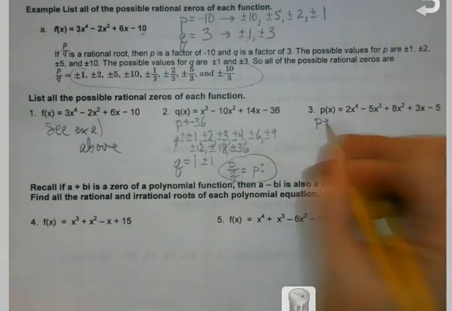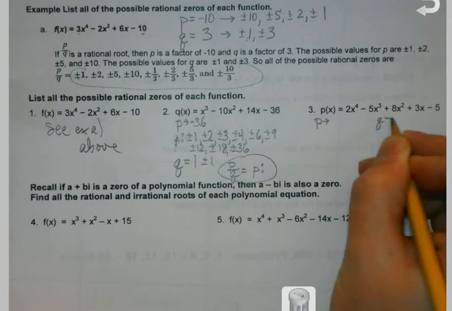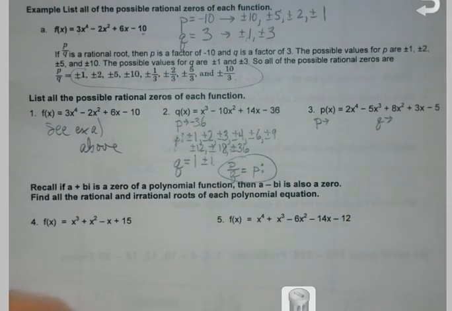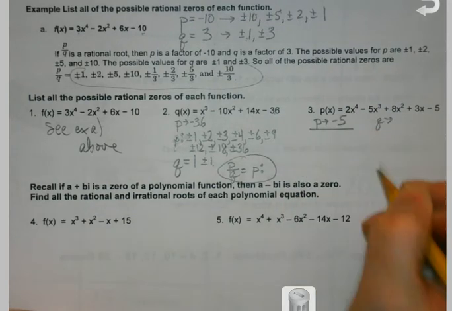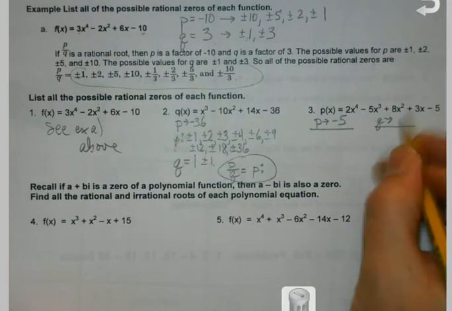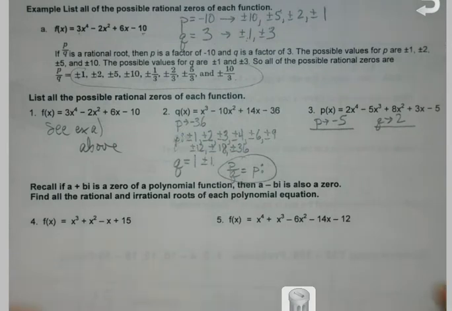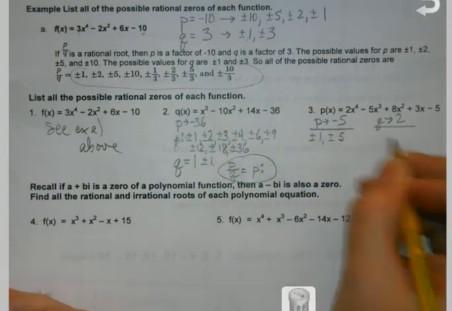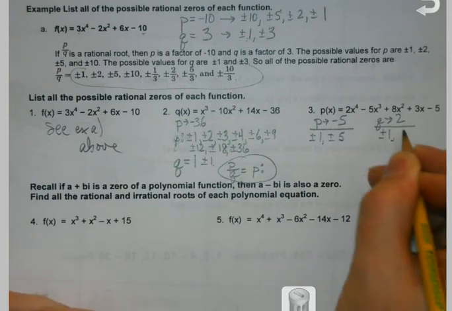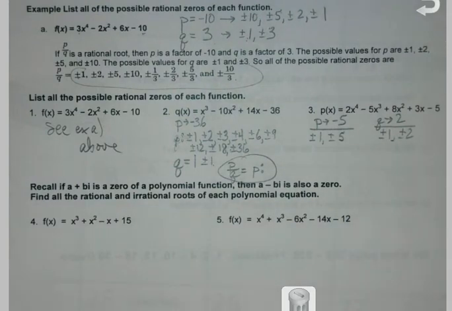So just to make sure here, on number 3, what would my P value be? Which one's my constant term? Negative 5. Okay. And then what's my Q going to be? 2. So all I'm going to do is write down possible factors. And 1 is going to be included in everything, and so is the term itself. But luckily this time there's no other terms because they're both prime.